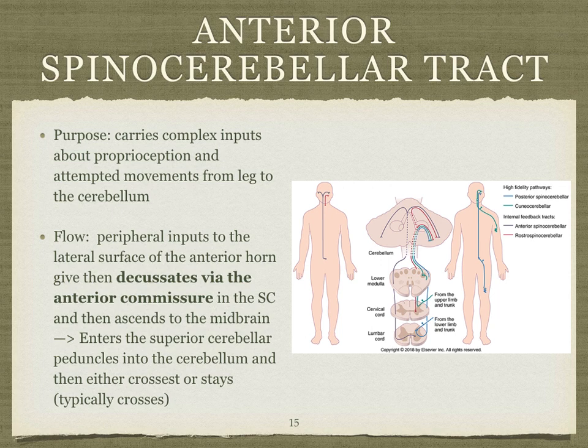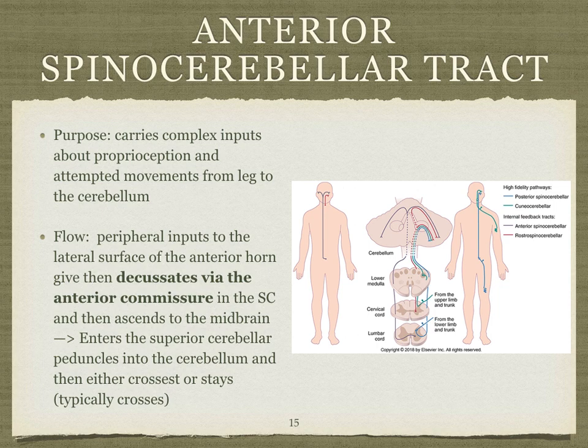So what happens is then it crosses over or decussates via this anterior commissure, which is essentially just this collection of white matter for axons to allow that flow to go through. And then it comes onto that lateral anterior white column. And then it ascends up through the spinal cord, our lower medulla.